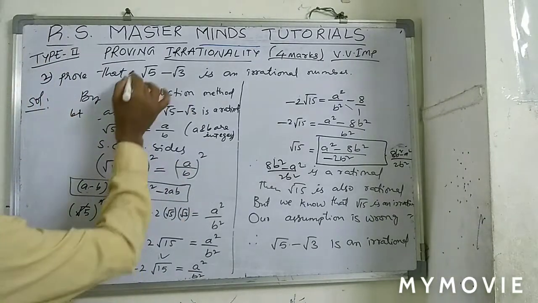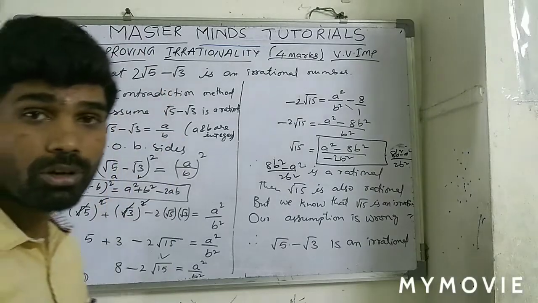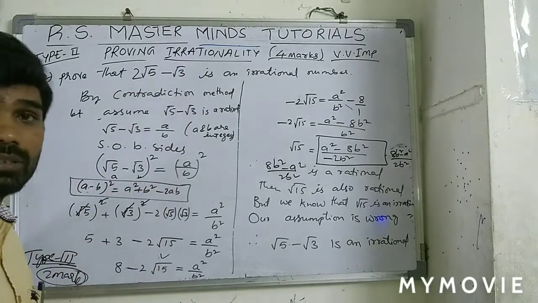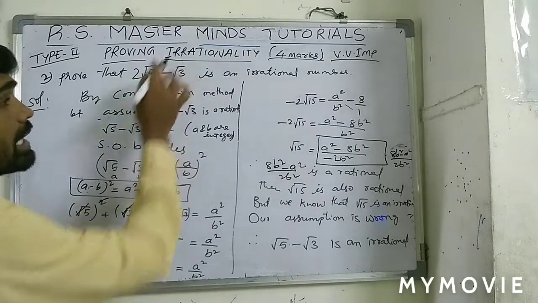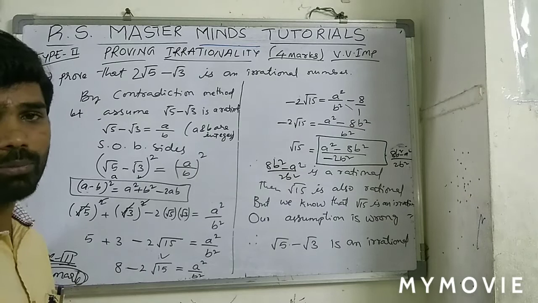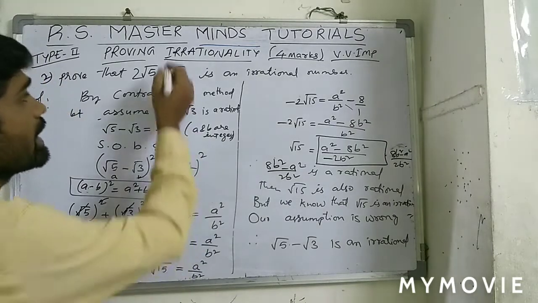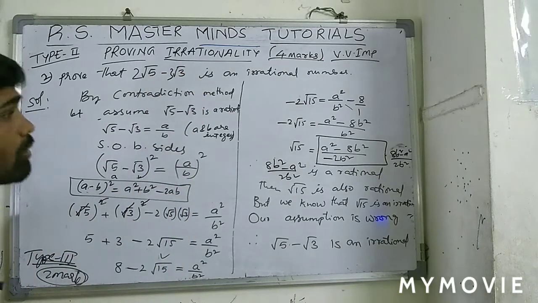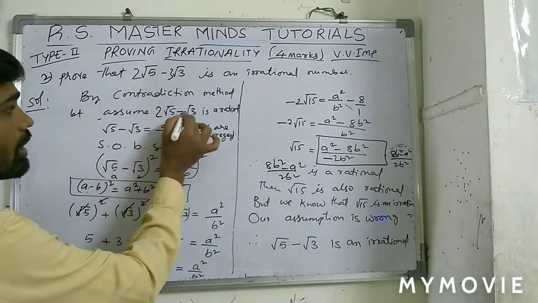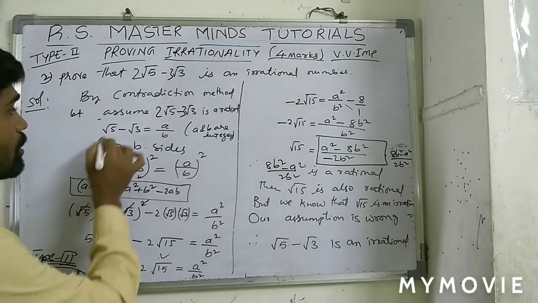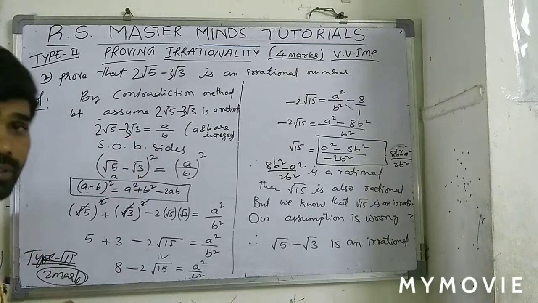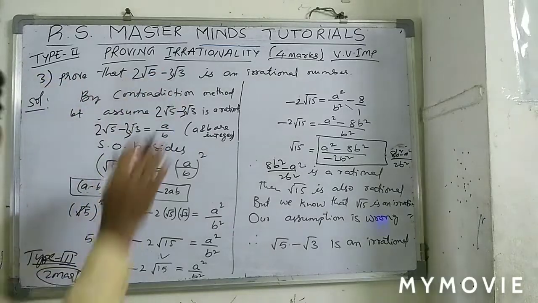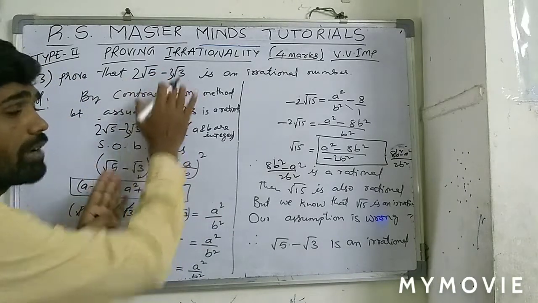Please see here. It will be added here: 2 under root of 5 and minus under root of 3. Here you can take any value, 5 or 6 or 7, no problem. For example, we can take 3 under root of 3, or 2 under root 3, so in that form. So this is the third problem. I hope you are understanding. So it is just changing of values, that's it.